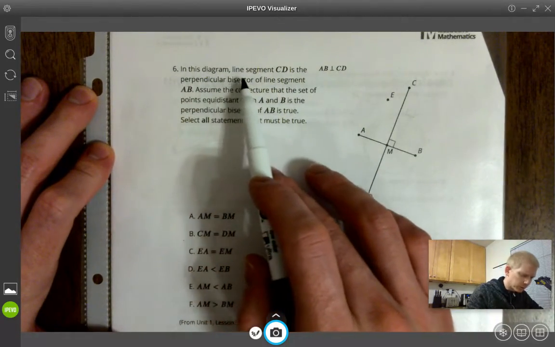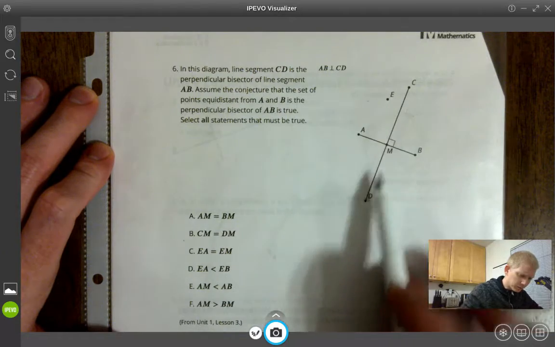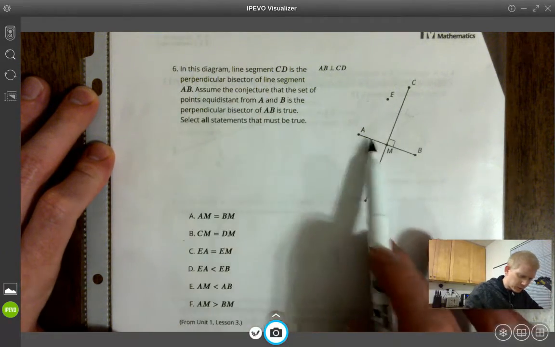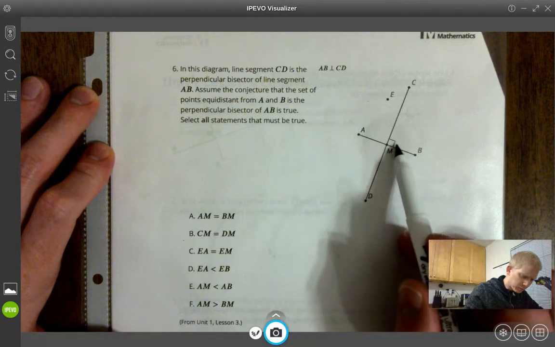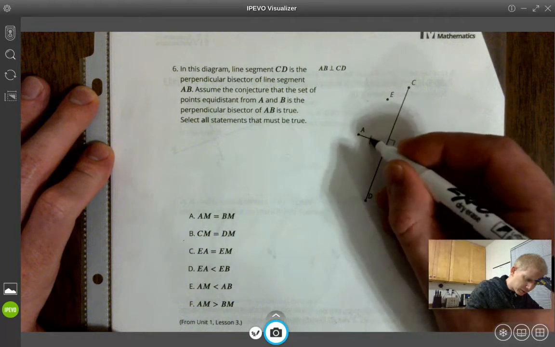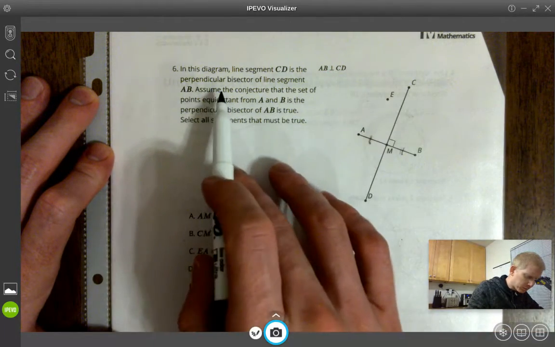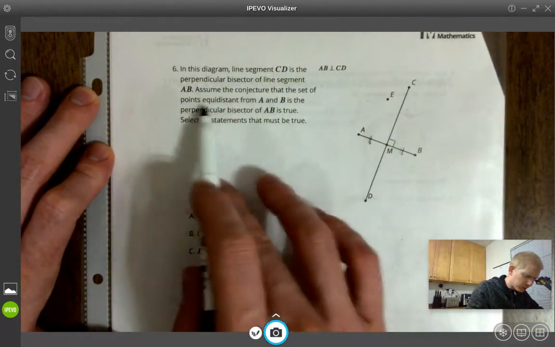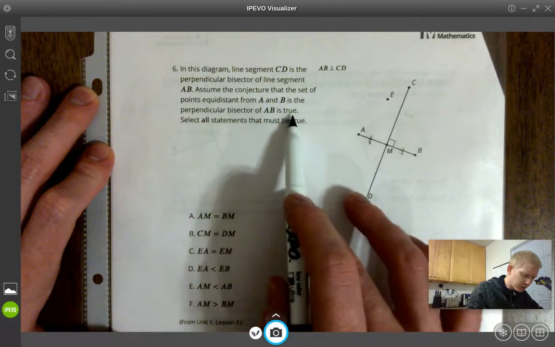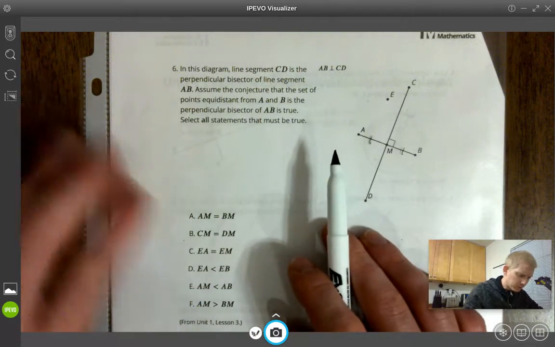In this diagram, line segment CD, so this one right here, is the perpendicular bisector of line segment AB. Okay, so I already have the perpendicular mark right here, so I can also mark those line segments as being bisected. Assume the conjecture that the set of points equidistant from A and B is the perpendicular bisector of AB is true. Select all statements that must be true.